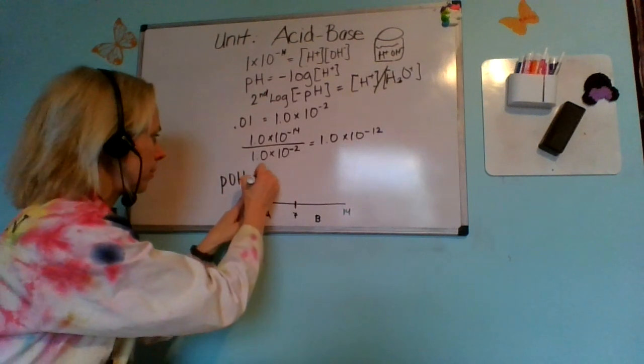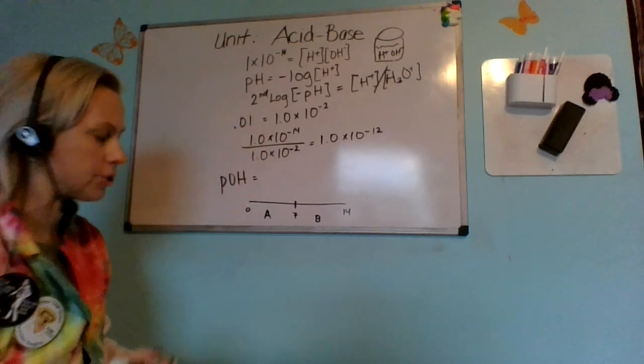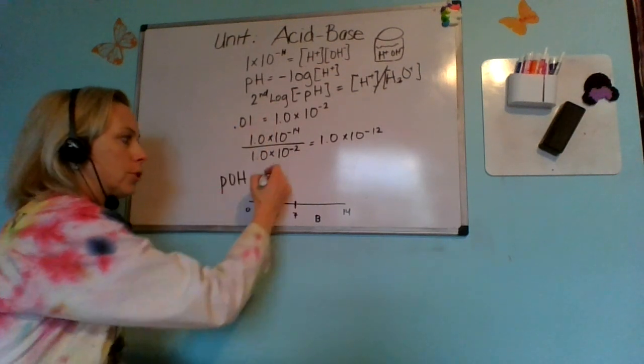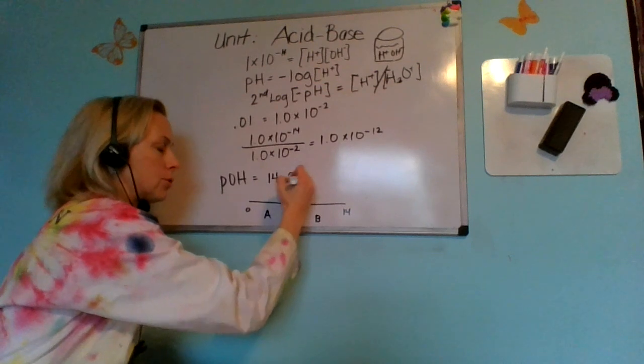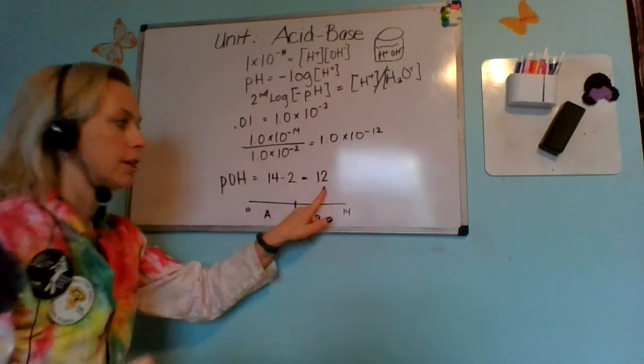So if we know that our pH in this question that we started with is 2, we can take 14 minus 2, which is our pH, and we're given that our pOH is 12.